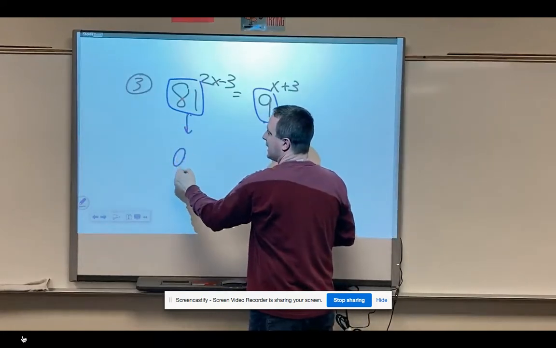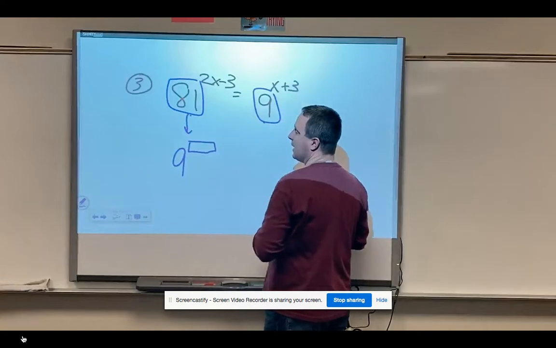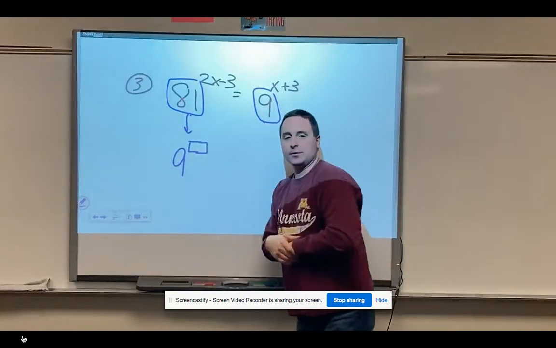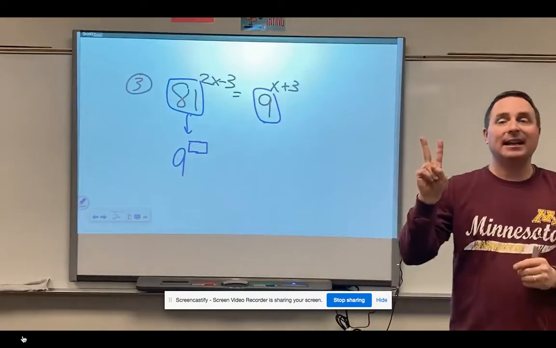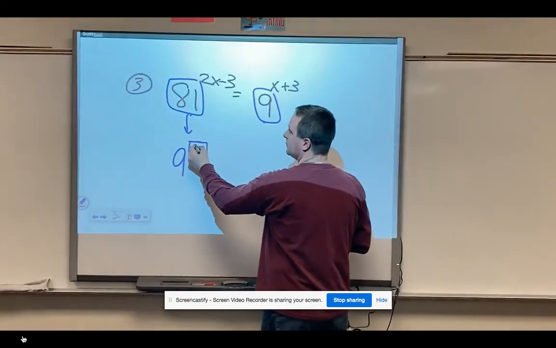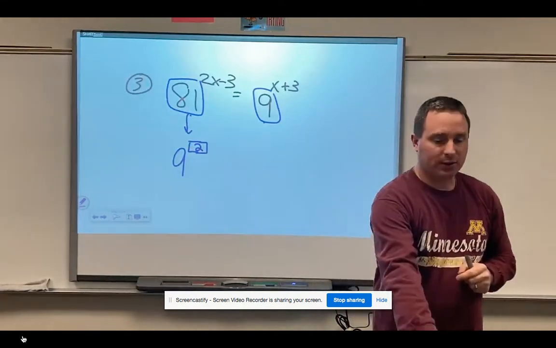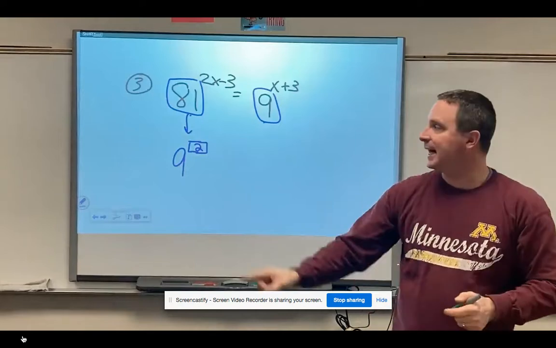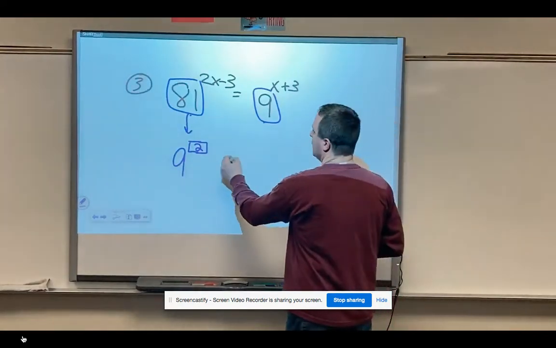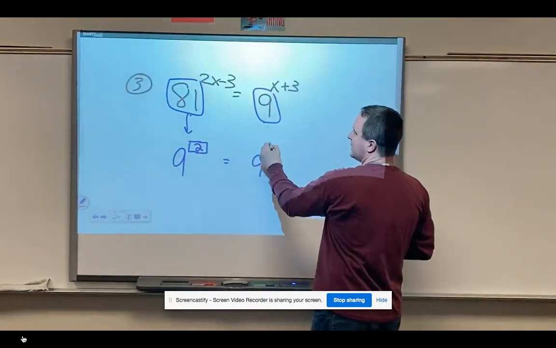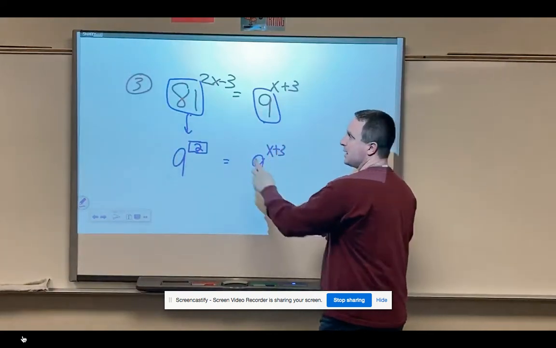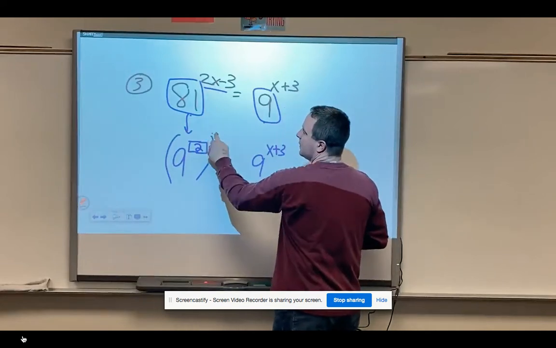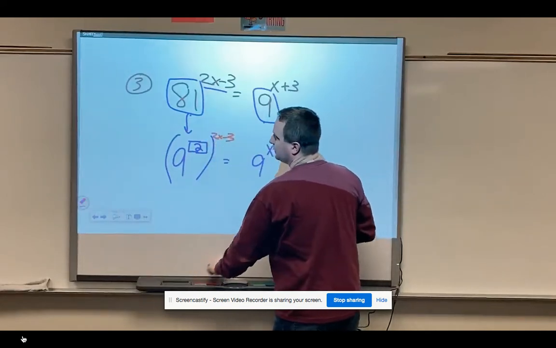Okay, so let's see this. Can 81 be written as 9 to some power? And I think it can. And most of you guys probably know this, but 9 to the second power is 81. Okay, and certainly you can use your sheet here. If you go down to 9, the first column is squared. 9 squared is 81. Okay, so I have base 9s. This one's going to stay raised to the x plus 3. But this guy is still going to be raised to the 2x minus 3 power.